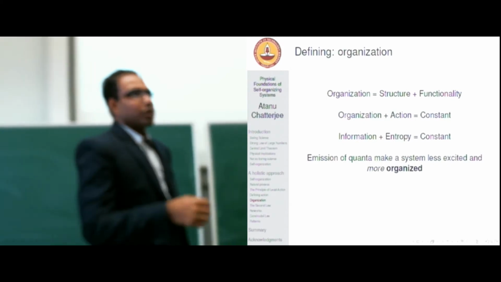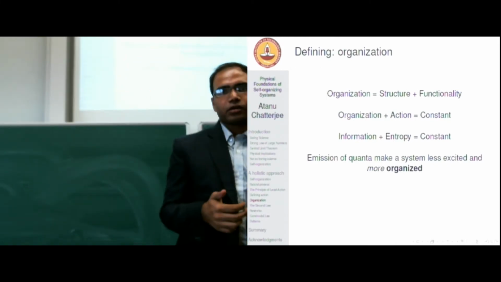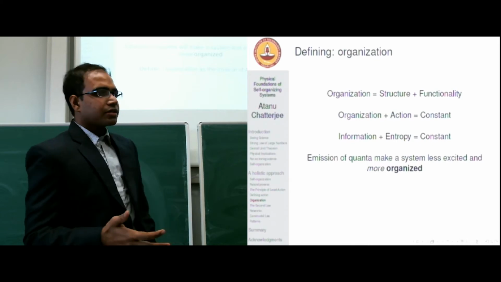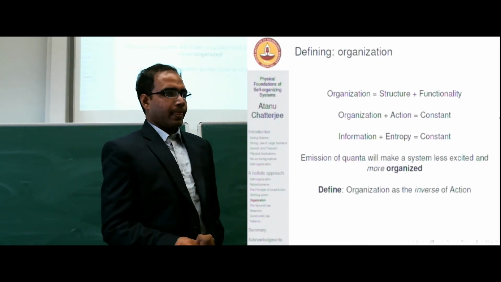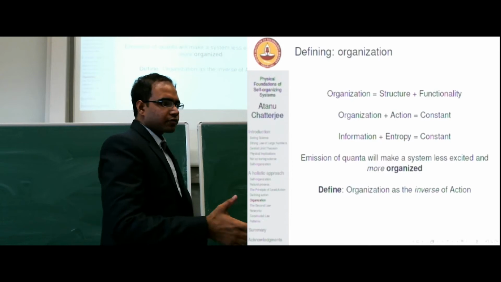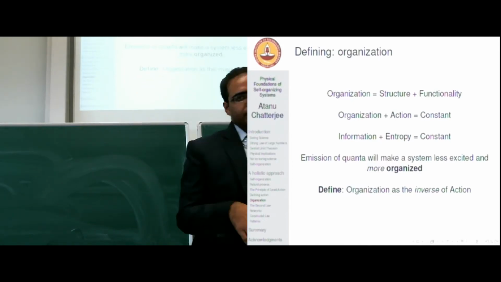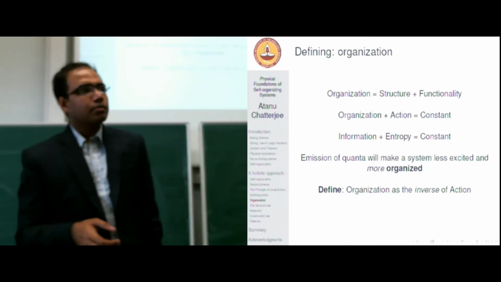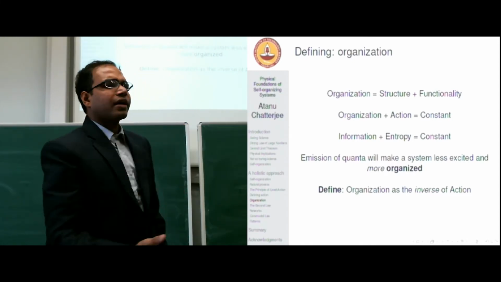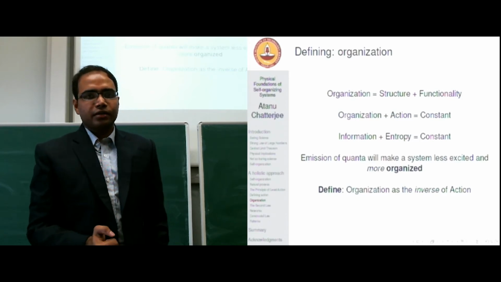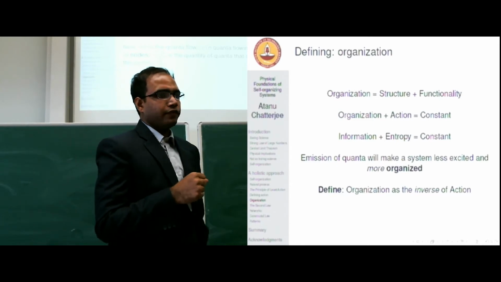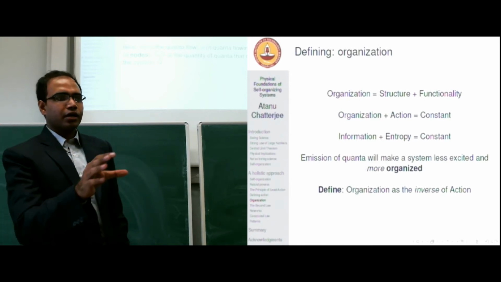So one more thing, we need to quantify organization. We found one way, that organization can be defined as the inverse of action. If a system is more excited, it is less organized. It is another way of stating that a system which is more organized will have less action. But how? We need to understand. We need a different form of viewing the system altogether. We can't view it in a linear way to define organization as well as action.